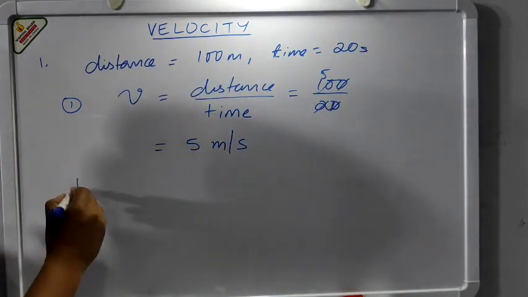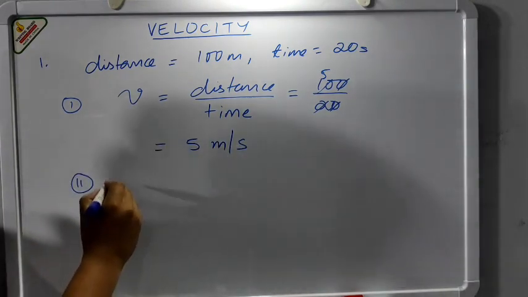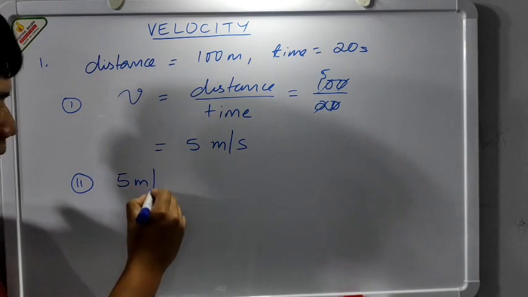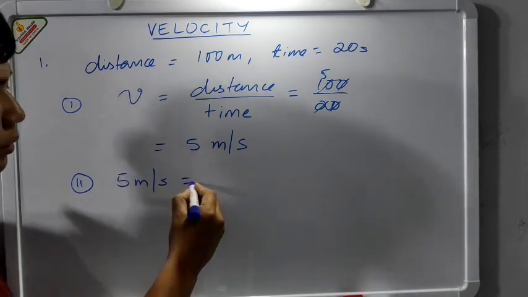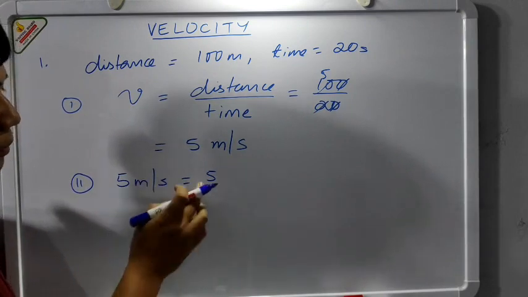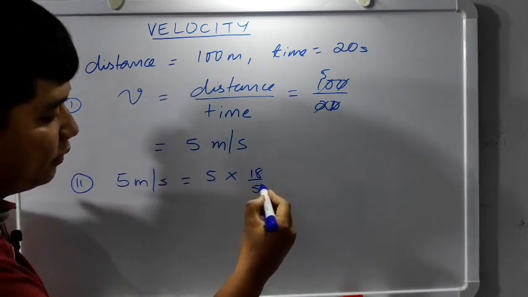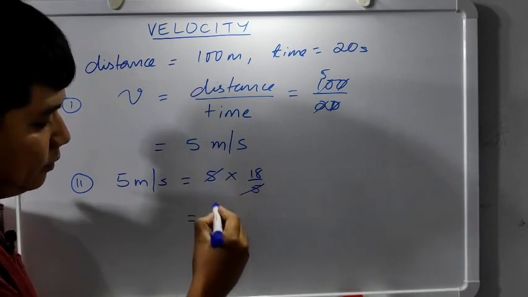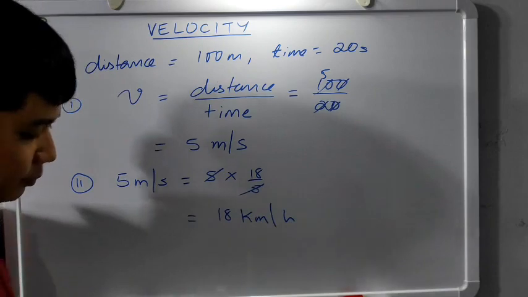For number 2, we have to convert this into kilometer per hour. 5 meters per second. To convert this into kilometer per hour, we have to multiply it with 18 by 5. Then it is 18 kilometer per hour.